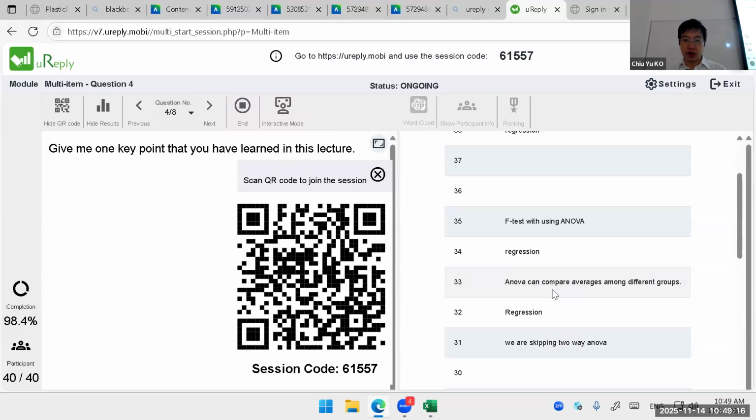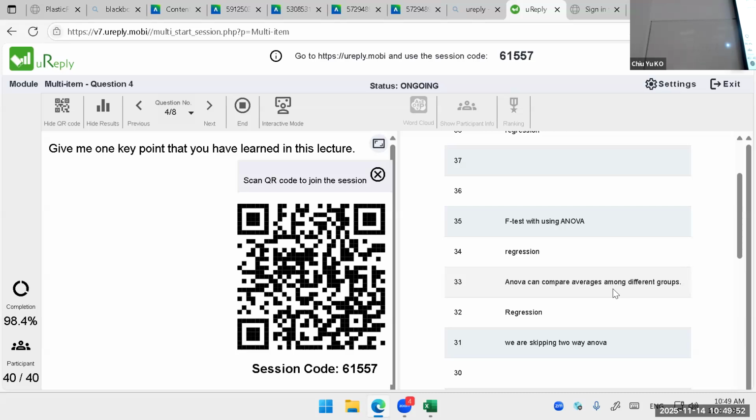Regression, ANOVA. ANOVA compares averages among different groups. Do note that ANOVA compares averages, but through the variance, through the F test. And we're skipping two-way ANOVA. Actually, I also skipped two-way ANOVA last year, because I thought two-way ANOVA is not something we use all the time. I don't think many people use it, and it can be covered if you study more generally with regression.